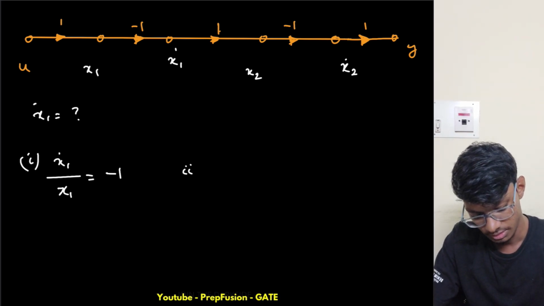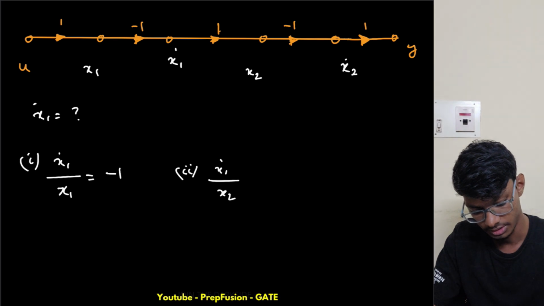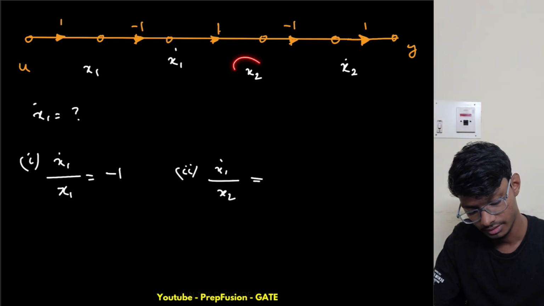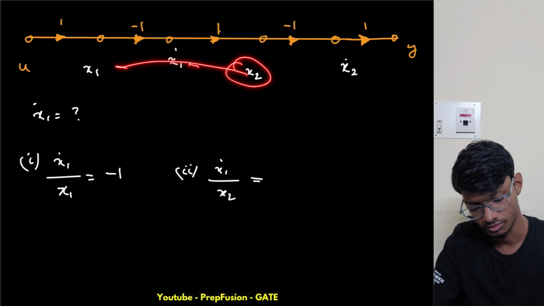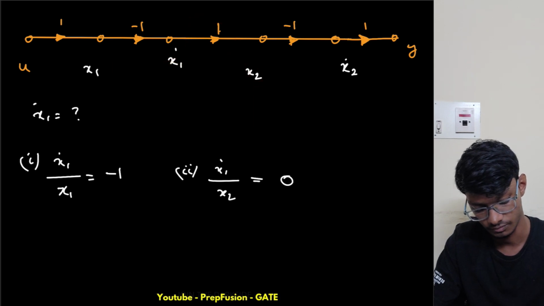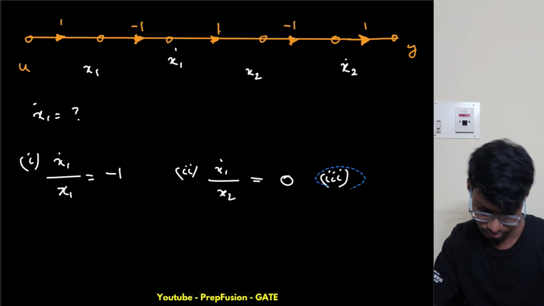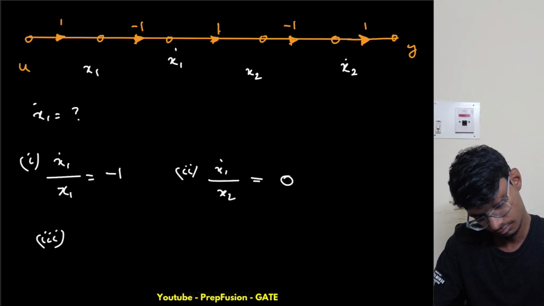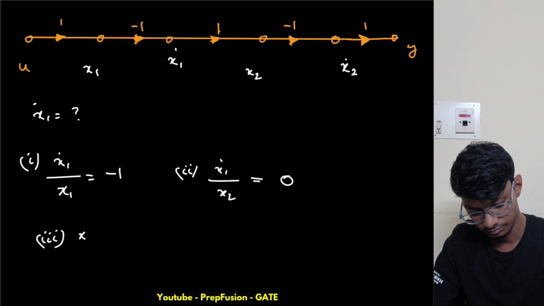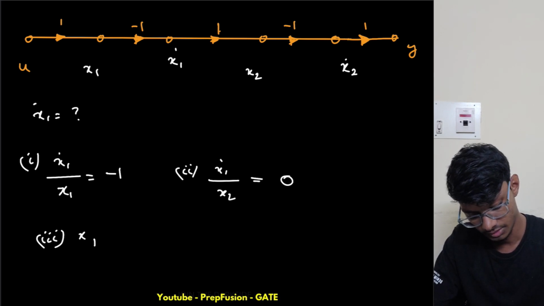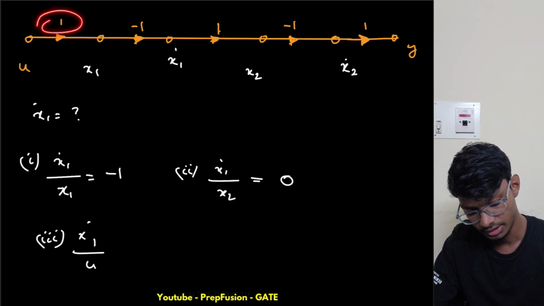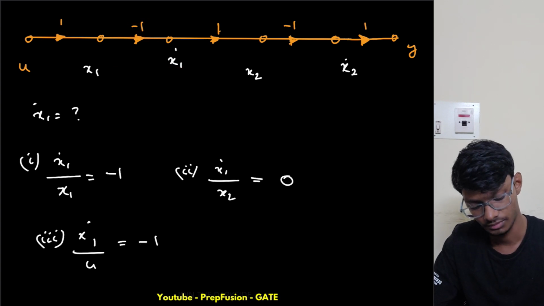Now is there any other? So let's see x1 dot for x2. Can I go from x2 to x1 dot? No, this is in reverse direction, so 0 forward path gain. Now where will I go? Simply this one, x1 dot from u. So from u, 1 times -1, so my gain is -1 only.